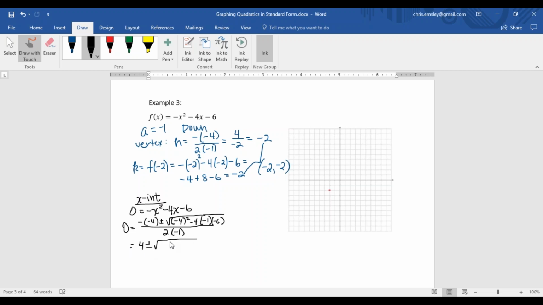So when we simplify underneath that radical, we get 16 minus 24, and we're just going to stop right there because I can tell that's a negative number, so that means no x-intercepts.